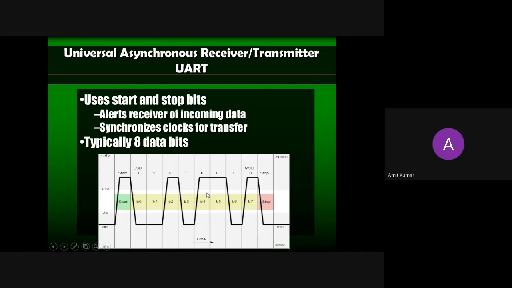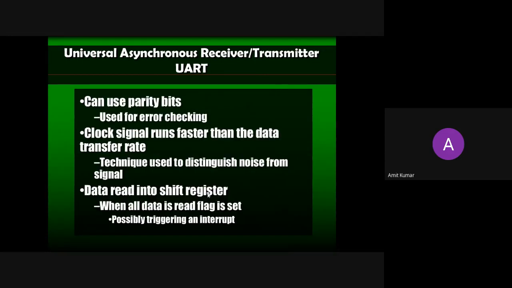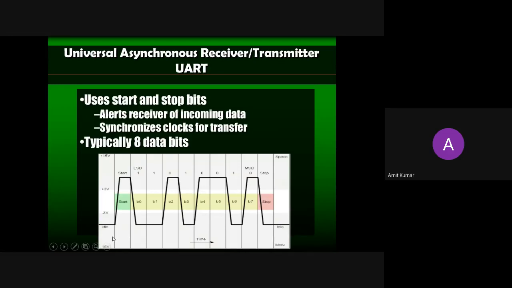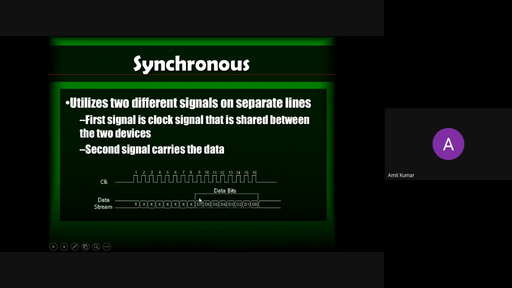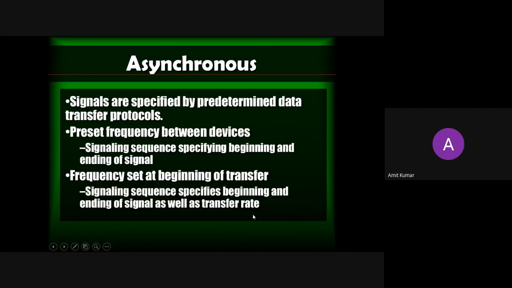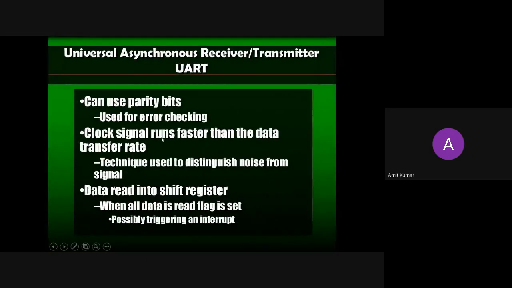So this is an example of asynchronous serial communication. Here the parity bit can be used for error checking, so it's optional. The clock signal runs faster than the data transfer rate. You can see that for every data bit we have one clock cycle, so the clock frequency will be double your data rate. That is one condition: the clock should always have a higher frequency than the data frequency. If not, you can't transfer your data.